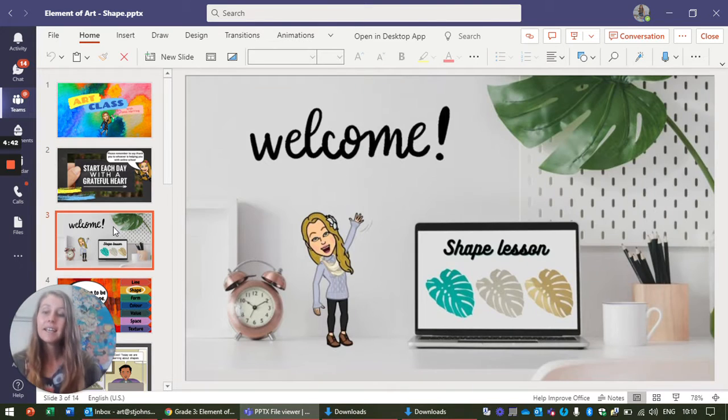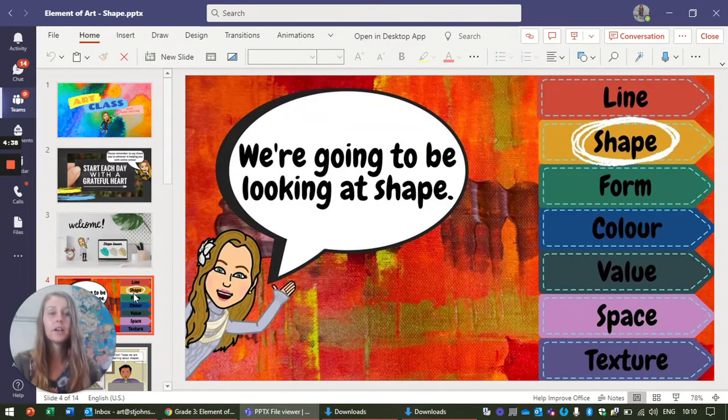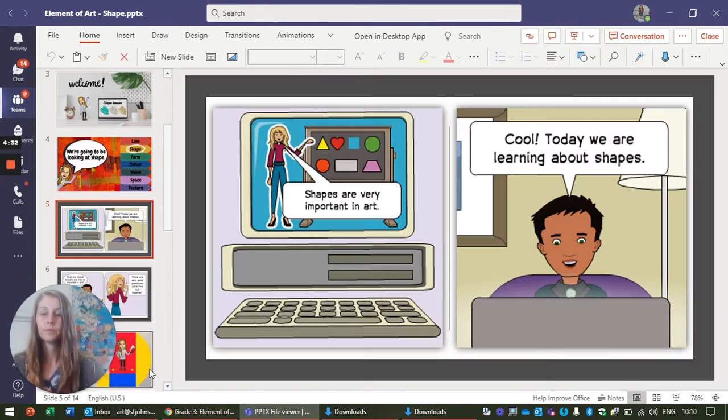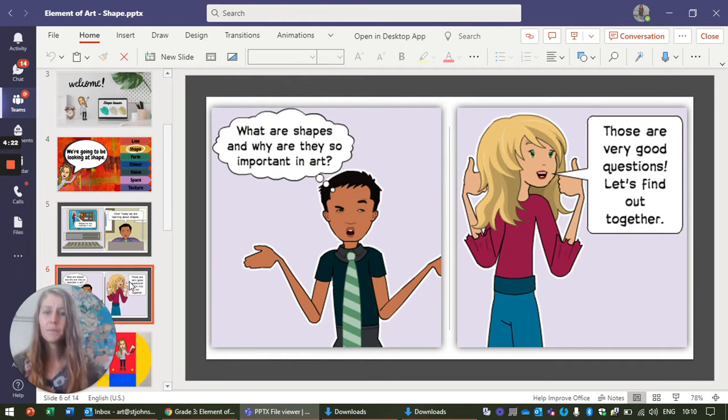This lesson is going to be about shapes. Remember, we are looking at the elements of art, and we are going to be looking at shape. Shapes are very important in art. Cool! Today we are learning about shapes. What are shapes and why are they so important in art? Those are very good questions. Let's find out together.